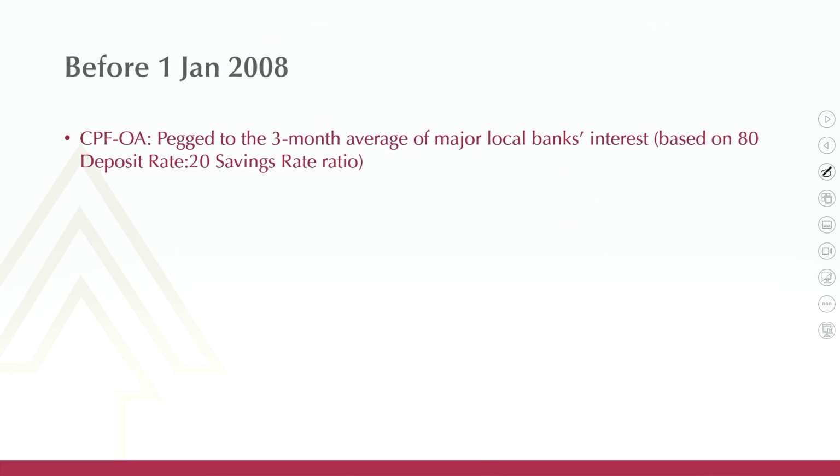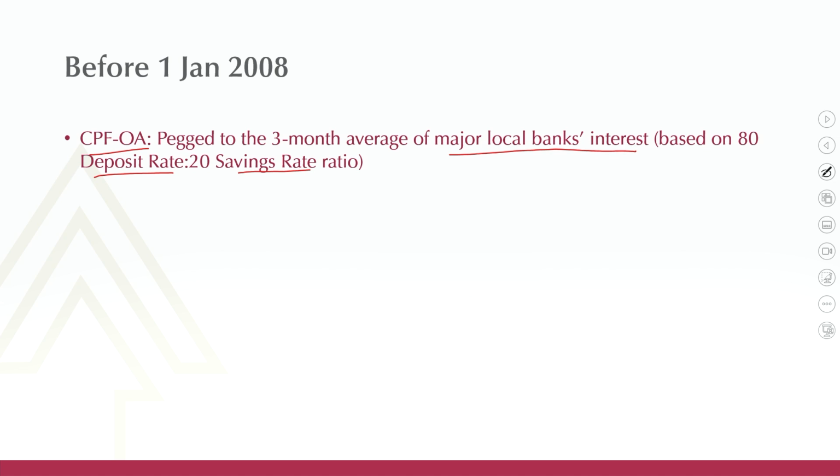Alright, so it might interest you also to know that our CPF interest rate structure has actually changed. Before January 2008, our CPF OA interest rate calculation was pegged to the average of the three major local banks' interest based on the 80-20 basket. So what is this 80-20 basket? It's basically based on 80% of the deposit rates of the major local banks and 20% of the savings rate of the local banks.